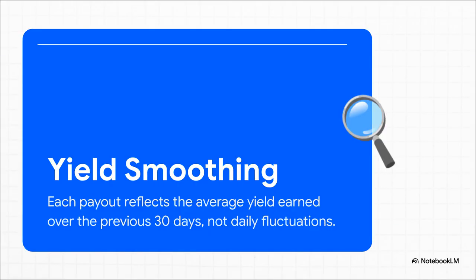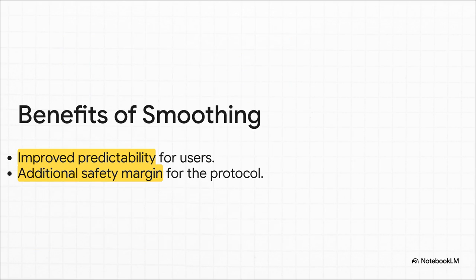And there's another really clever feature baked in here called yield smoothing. See, instead of giving you the crazy up and down yield earned every single day, the protocol smooths it all out, paying you an average of the last 30 days of earnings. And this is a huge deal for 2 reasons. First, for you, the user, it means the yield you get is way more predictable and stable. And second, because the protocol pays out with that slight delay, it builds up a safety buffer. This helps keep the whole system over-collateralized, which is just crucial for its long-term health.